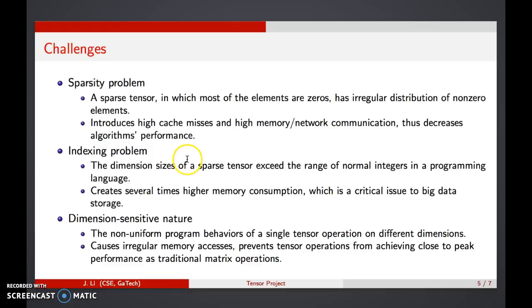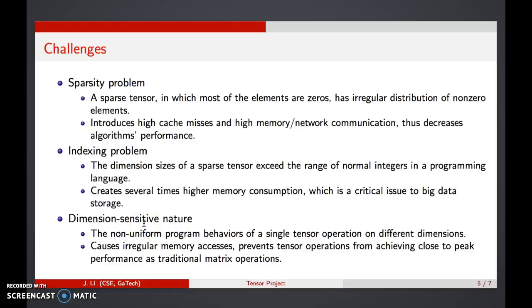The second is the indexing problem. The dimension size of a sparse tensor exceeds the range of normal integers, although we can store a very large sparse tensor in memory. In this case, we need to increase the indexing range. That will create several times higher memory consumption, which is a very critical issue for big data storage.